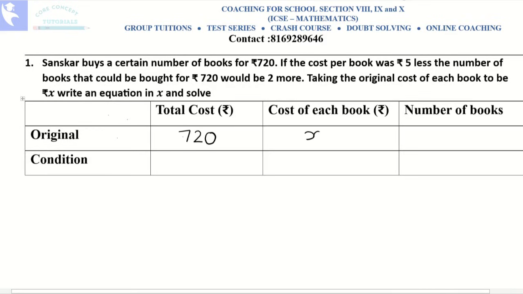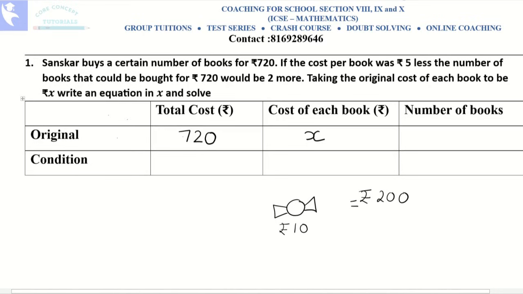Because we don't know the cost of each book, we cannot estimate the number of books Sanskar is buying. So what is the formula for the number of books? I'll make it very clear because it's very difficult to visualize in terms of x. So let us take one small example here. If I have decided to buy a toffee and I give the shopkeeper rupees 200, and the shopkeeper informs me that the cost of one toffee is rupees 10, I was happy to get the toffee.